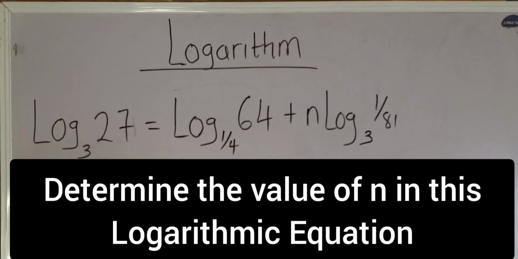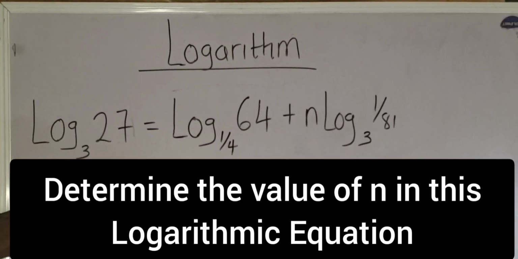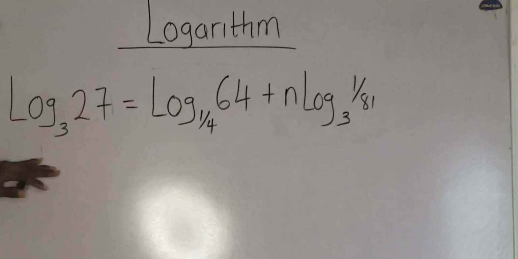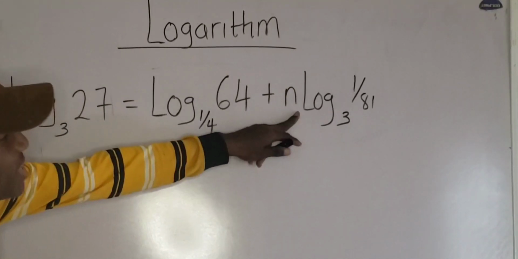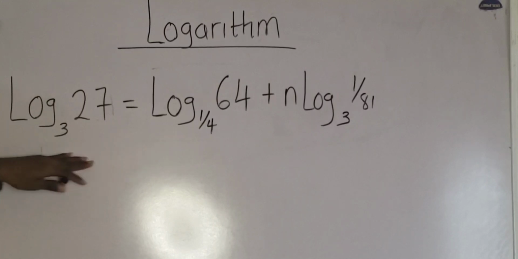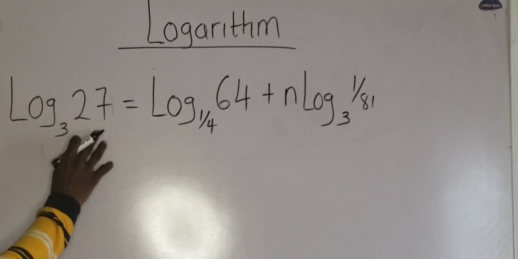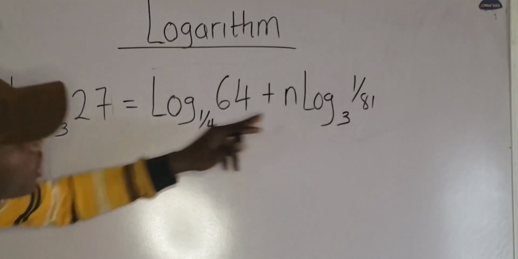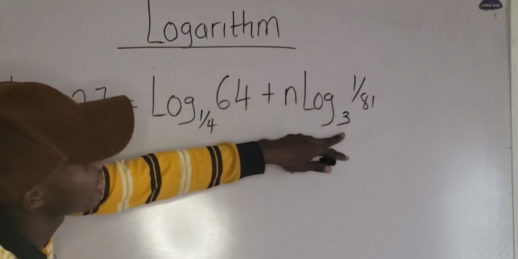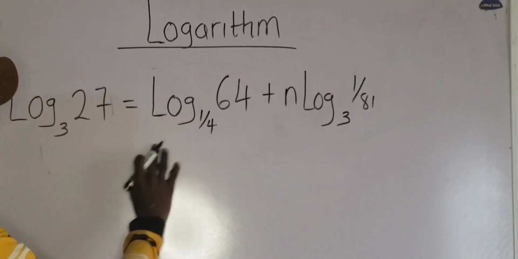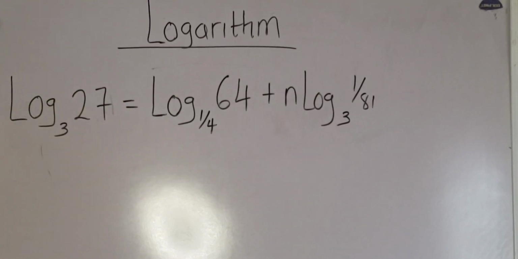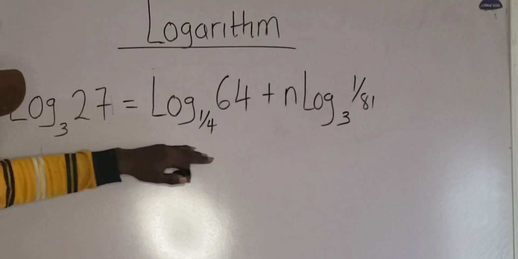Determine the value of n in this logarithmic equation. Okay, we cannot evaluate this. We cannot determine the value of n without evaluating this logarithmic equation. You can see that log 27 carries base 3 and log 1/81 carries base 3, but this log carries what? It has base 1/4. So I cannot evaluate this without changing this.